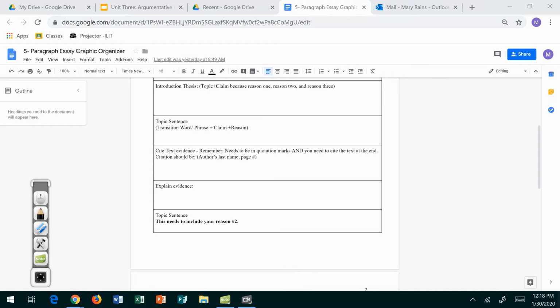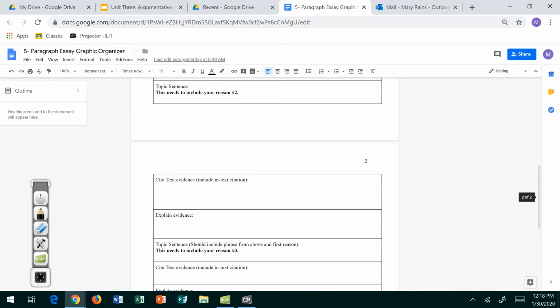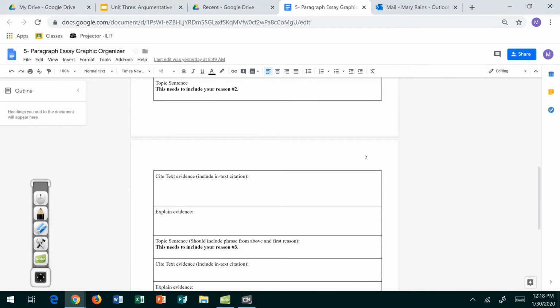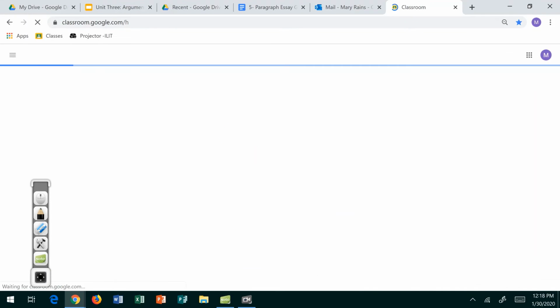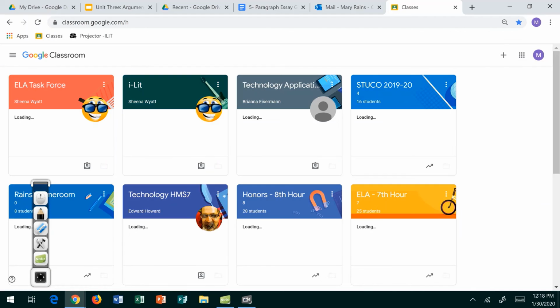So, paragraph 2 and 3 are different in the sense that they need a different transition word, and they will have a different reason. That's the only 2 things that are going to be different. So what I'm going to do right now is I'm going to show you on your classroom where to go and find a list of transitional words for you to use.